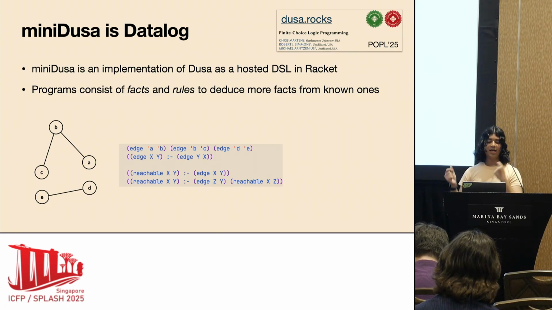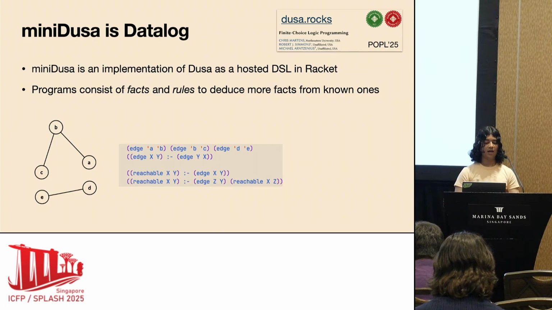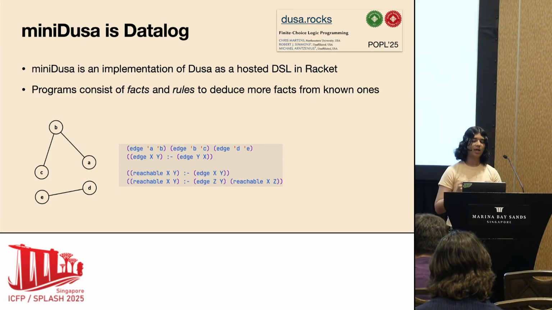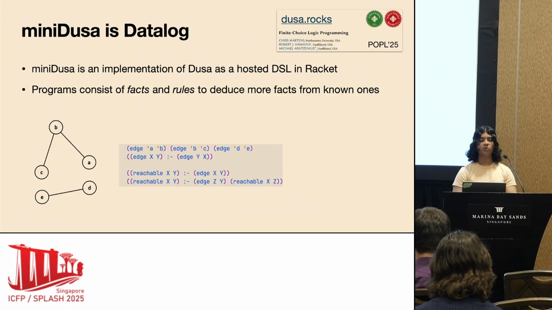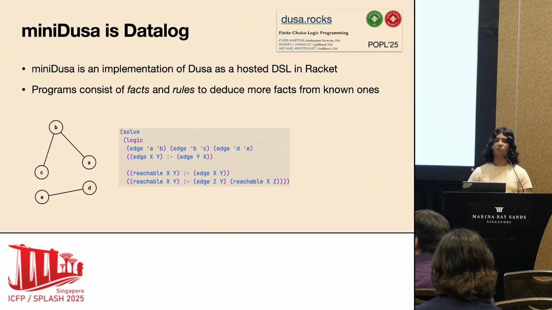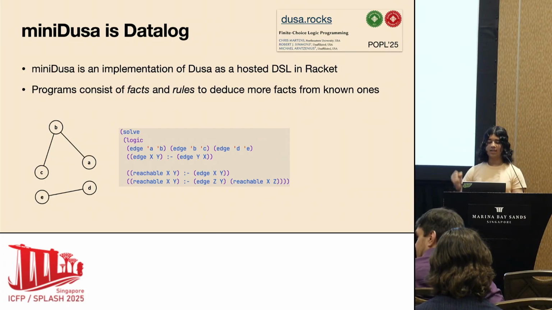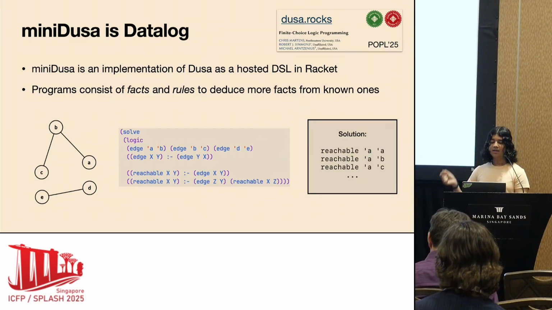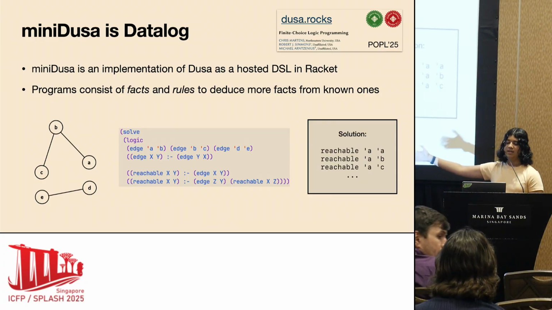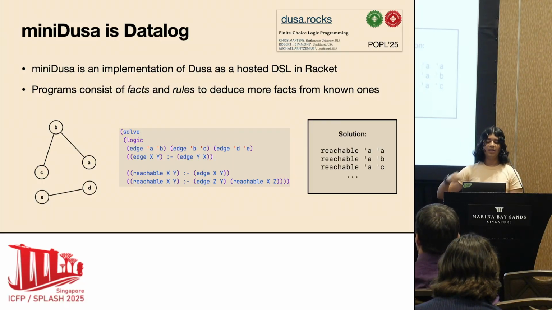And if you want to look at graph reachability, you can define a reachability relation that says that if you have an edge from x to y, you can reach from x to y, and if you can reach some node and you have an edge from a node to another node, you can reach that one too. Then we wrap this in a logic block and run it into our solver, which gives us a solution that has some facts in it, and this will look like a series of facts that says that you can reach from A to B, A to C, etc.